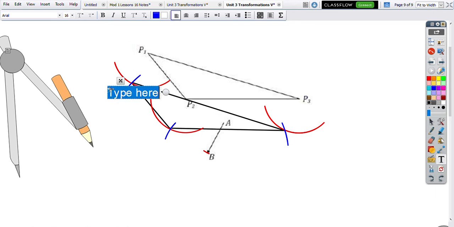And then we're just going to label. So P1 prime, okay? And then we got P2 prime, that's a 3. And that's a big 2. And then we got our P3 prime here. Okay, and there is our translation.